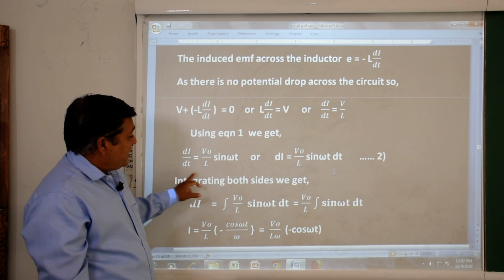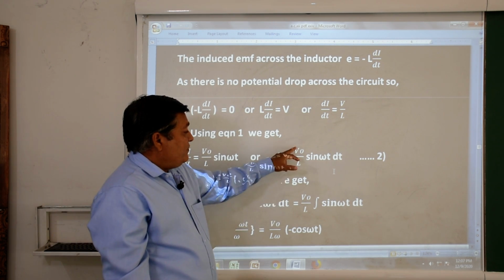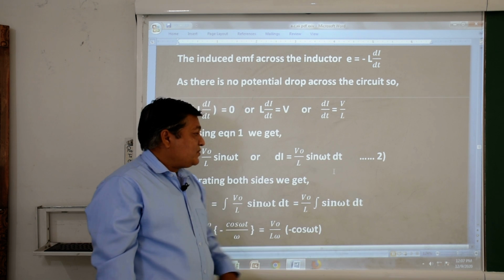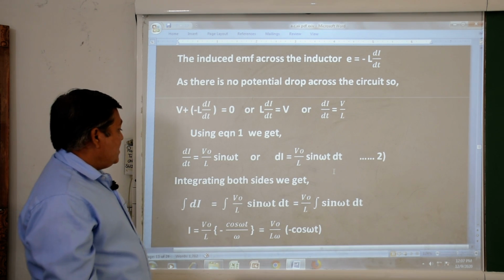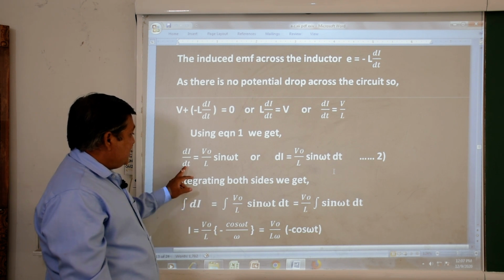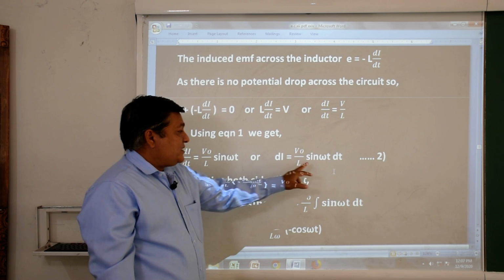By cross multiplying this dt to this side, what do we get? di is equal to V naught upon L sin omega t dt. This is equation number 2. Integrating both sides, we integrate di here, and here the integration of this term.